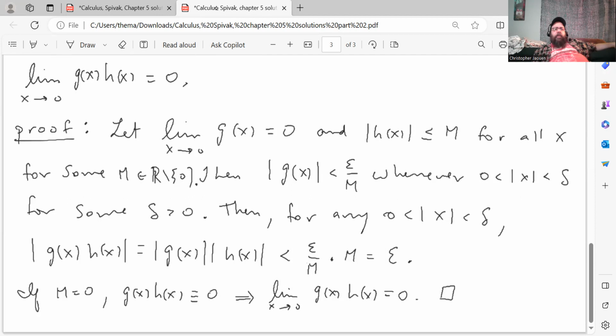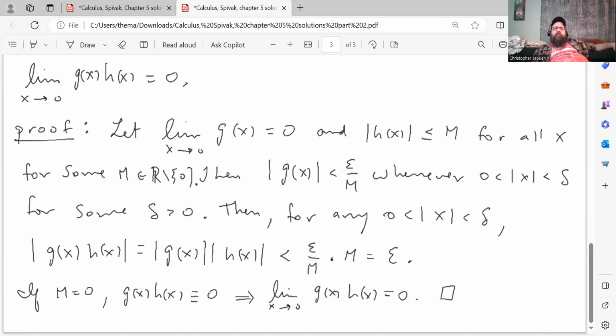Assume the hypothesis: let the limit as x goes to 0 of g of x equal 0, and assume that the absolute value of h of x is less than or equal to m for all x, for some m in the real numbers. If m is equal to 0, it follows directly, right? If m is 0, then this product is identically 0. When you take the limit of a constant, it's just that constant, so it works in that case. So all the meat is in the cases where m is not 0.